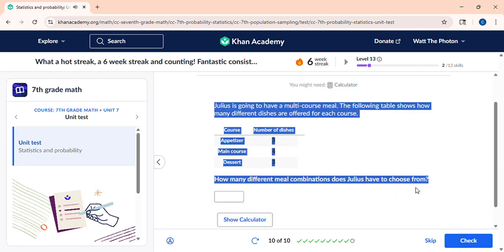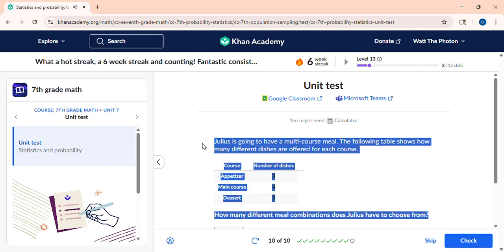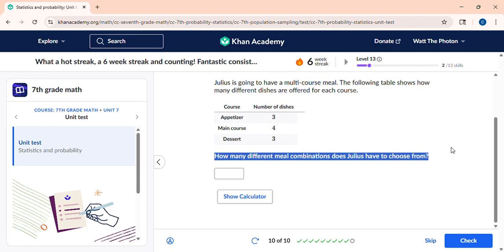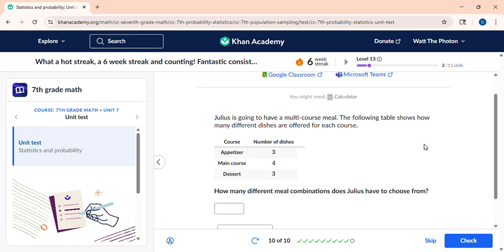Julius is going to have a multi-course meal. The following table shows how many different dishes are offered in each course. How many different meal combinations does Julius have to choose from? So we have 3 times 4 times 3, which is 36. That's reasonable.